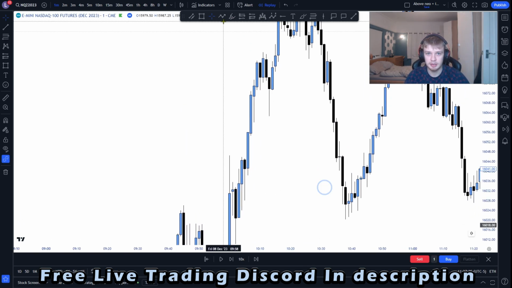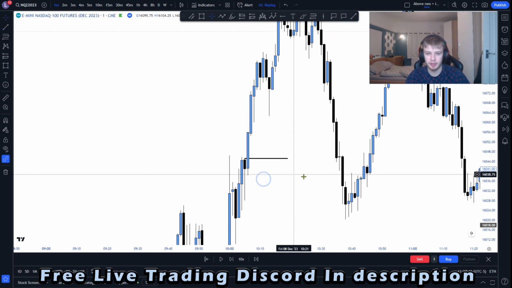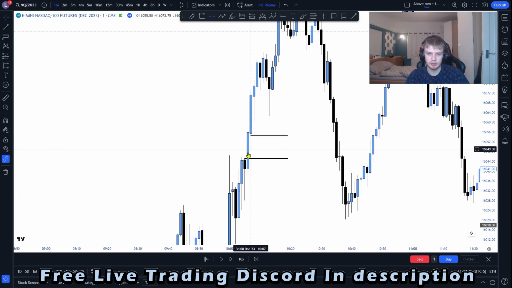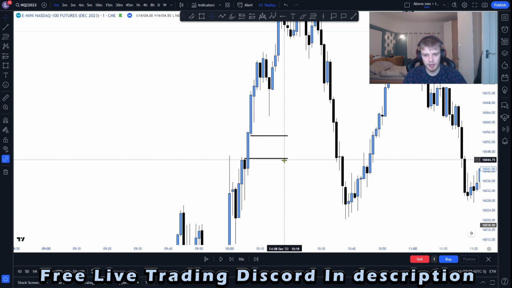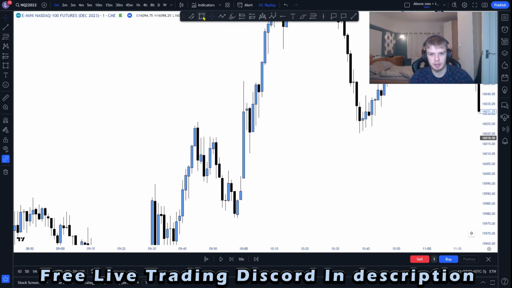Another example is right here. Here we have 3 candles, so 1, 2, 3. As you can see, from the top of the first candle to the bottom of the third candle, price does not wick or overlap each other. Therefore, that area here is the fair value gap. So that is just a quick understanding of what a fair value gap is.